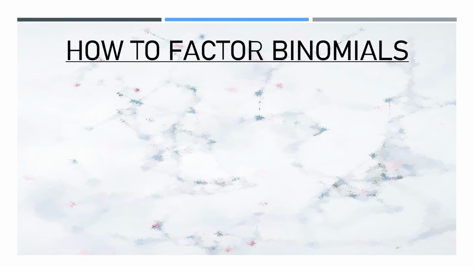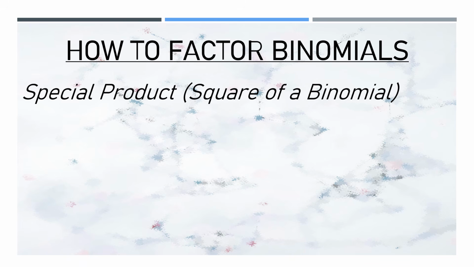Okay, so let us now determine or discuss how to factor a given binomial if the given binomial is a special product or square of a binomial, like this one, x squared minus 4. Binomial pa rin sila, pero kailangan nating i-factor ang special product na ito. So, paano ba natin malalaman na special product ang given binomial? Malalaman natin na special product ang given expression kung ang constant dito ay perfect square.